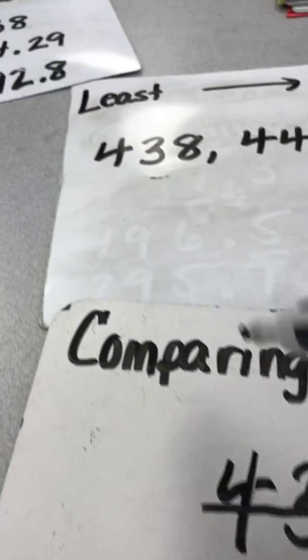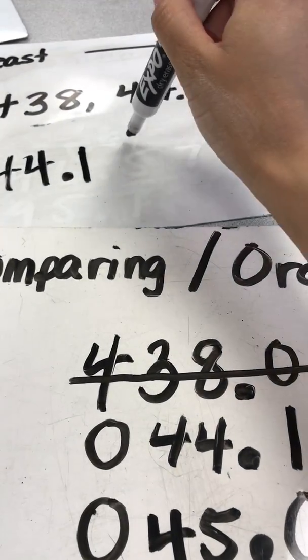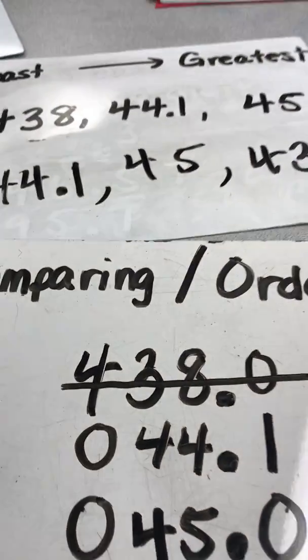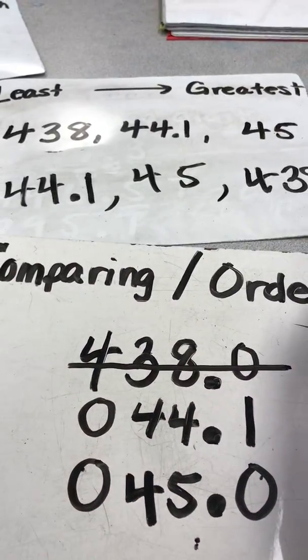So my 44 and 1/10, when I put it in order, goes all the way at the beginning because it's least to greatest. And then my 45 should be in the middle. I'm going to put commas to separate them, and this would be my order from least to greatest.